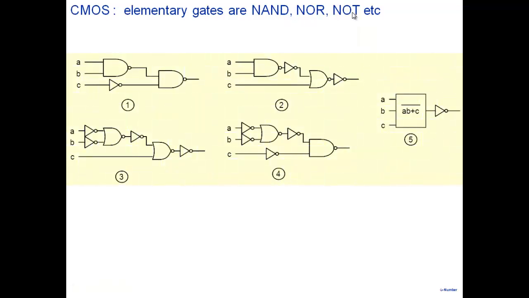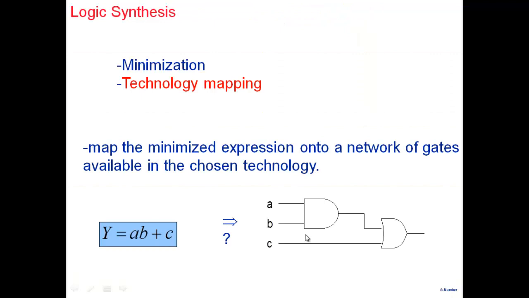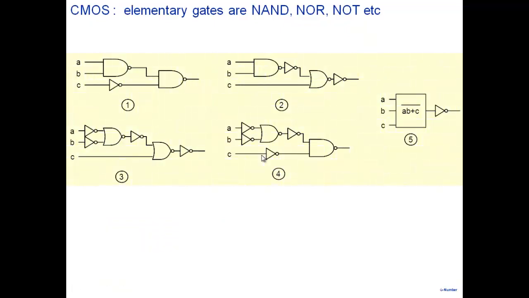So what we have to do, elementary gates in CMOS technology, as you will see, are NAND. Of course, you can have 2 input, 3 input, 4 input NAND, multiple inputs, NOR, NOT, and things like that. So if I want to map it into a network of gates, even for this very simple example, if I just sit down, I can come up with these 5, 6 possibilities. Possibility 1, 2, 3, 4, 5.